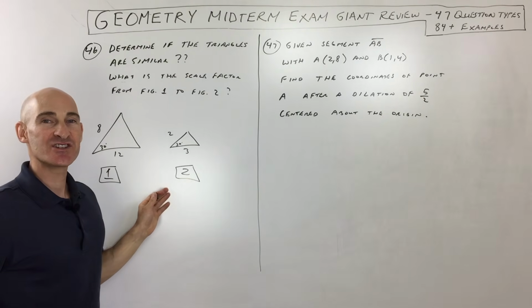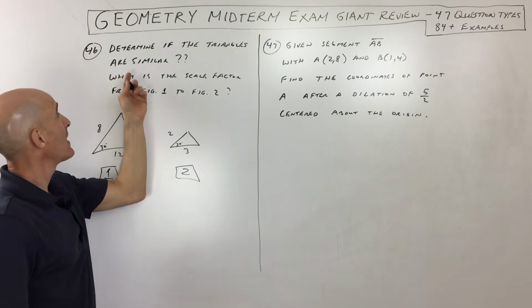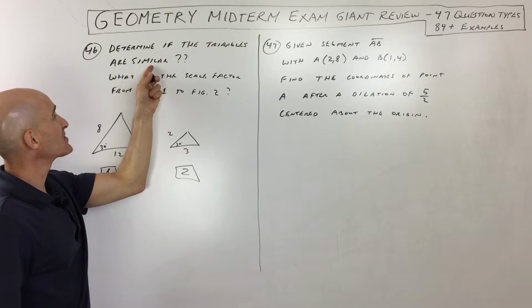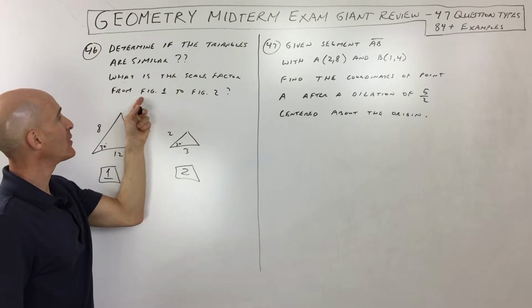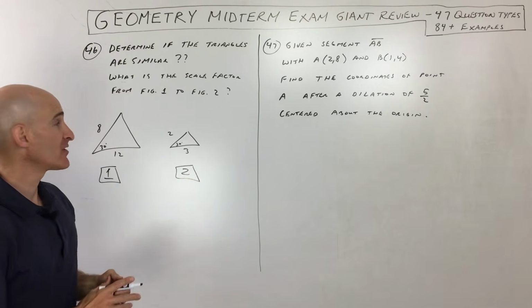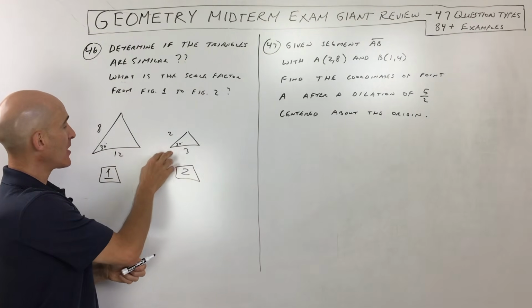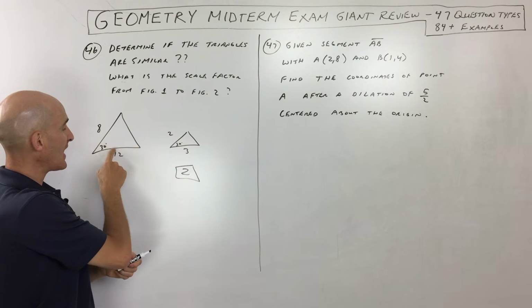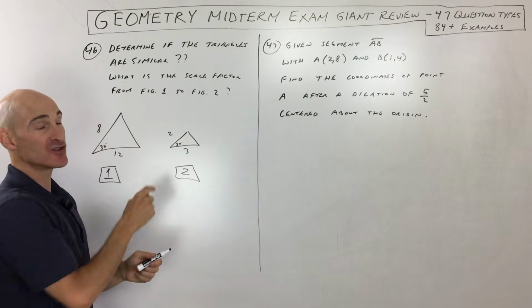Okay, last two questions. So number 46, it says determine if the triangles are similar, and if they are, what is the scale factor from figure 1 to figure 2? Okay, so it looks like what they're giving us here are two triangles, one larger than the other, and it looks like they're giving us a side, an angle, and a side. And the angle is in between the two sides.